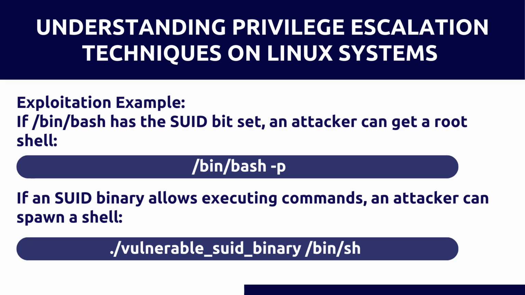Exploitation example. If /bin/bash has the SUID bit set, an attacker can get a root shell. That is the line of command. If a SUID binary allows executing commands, an attacker can spawn a shell, which is the line of command below.